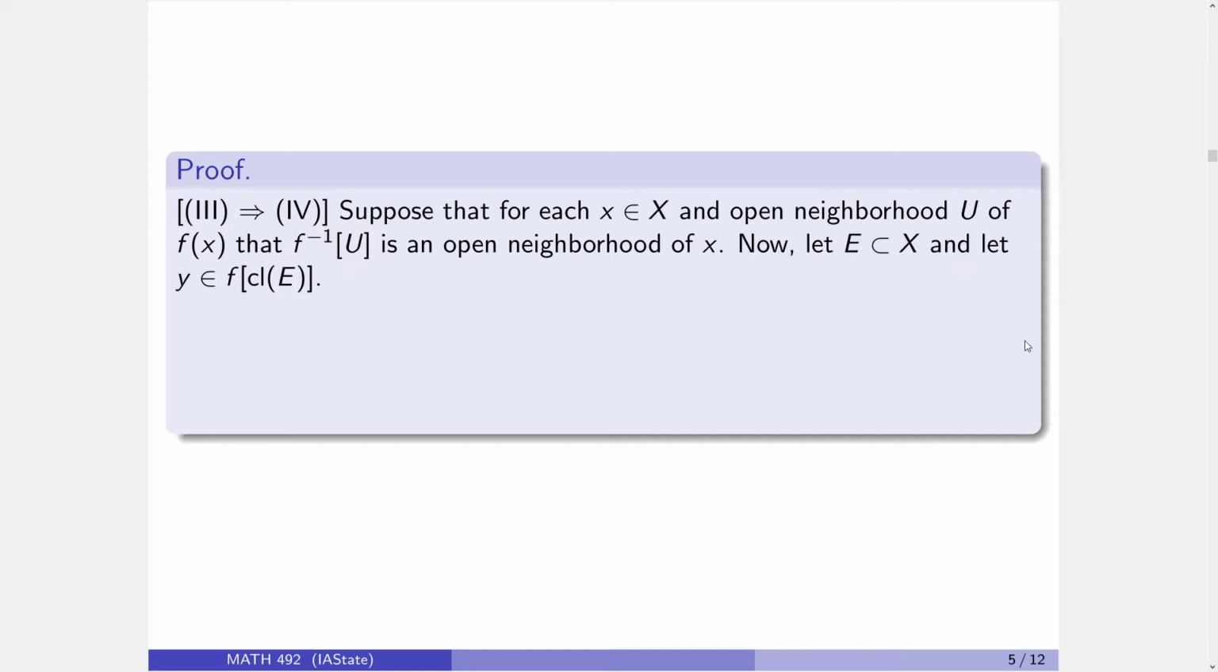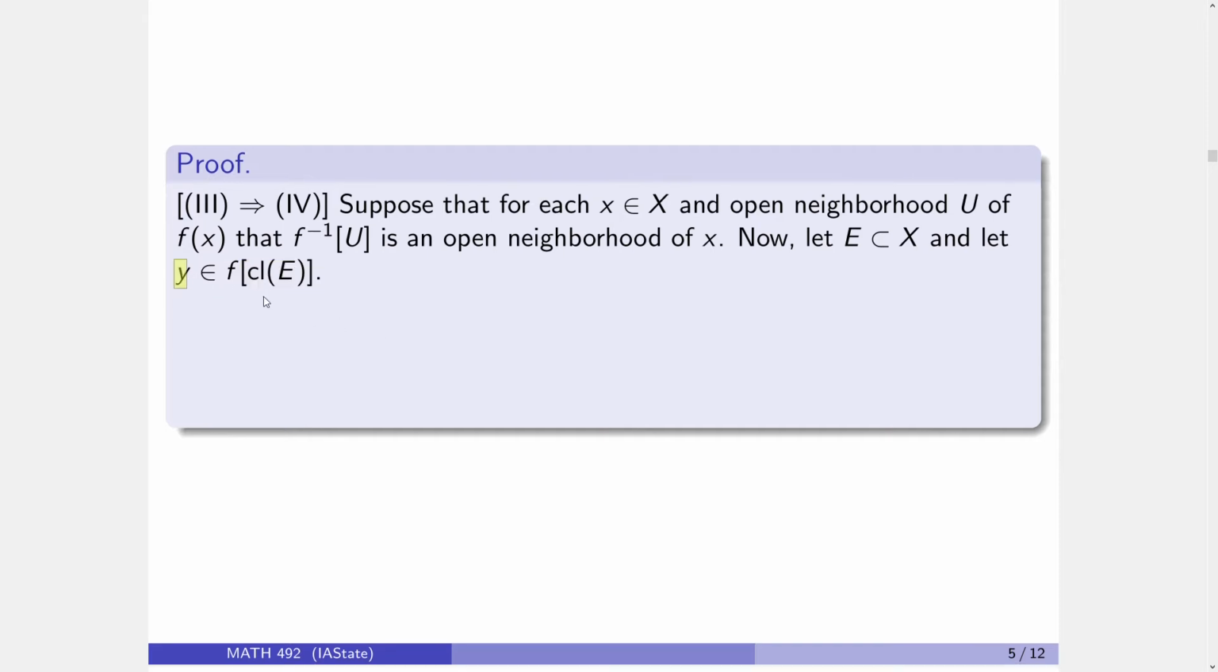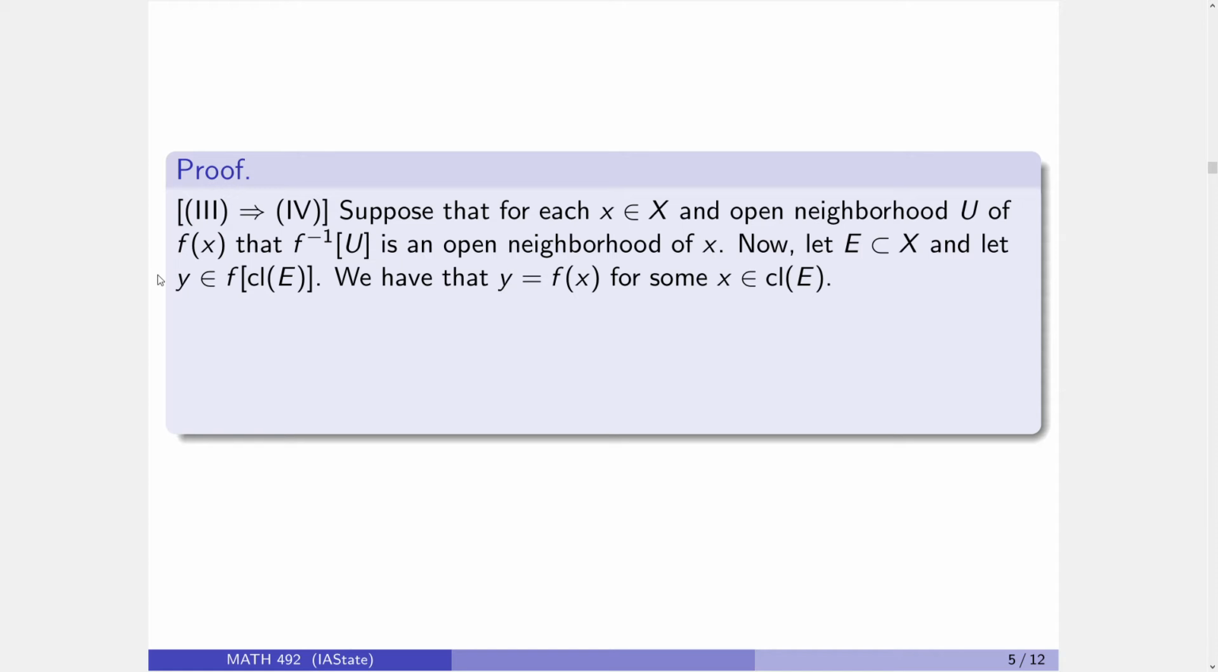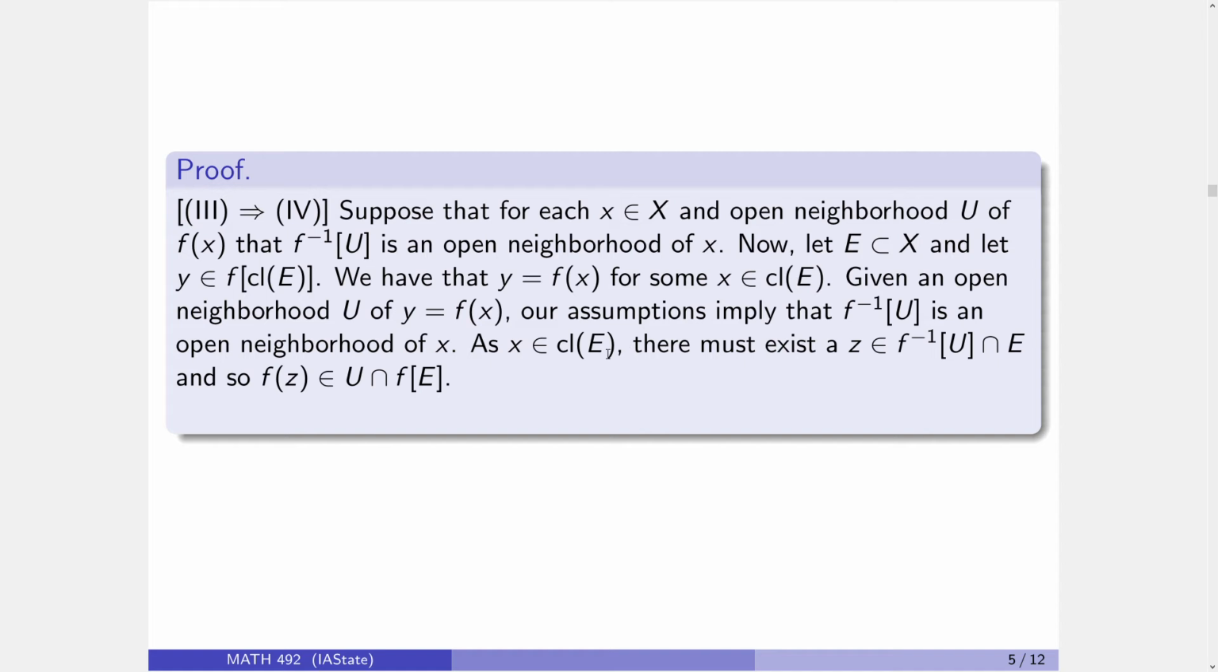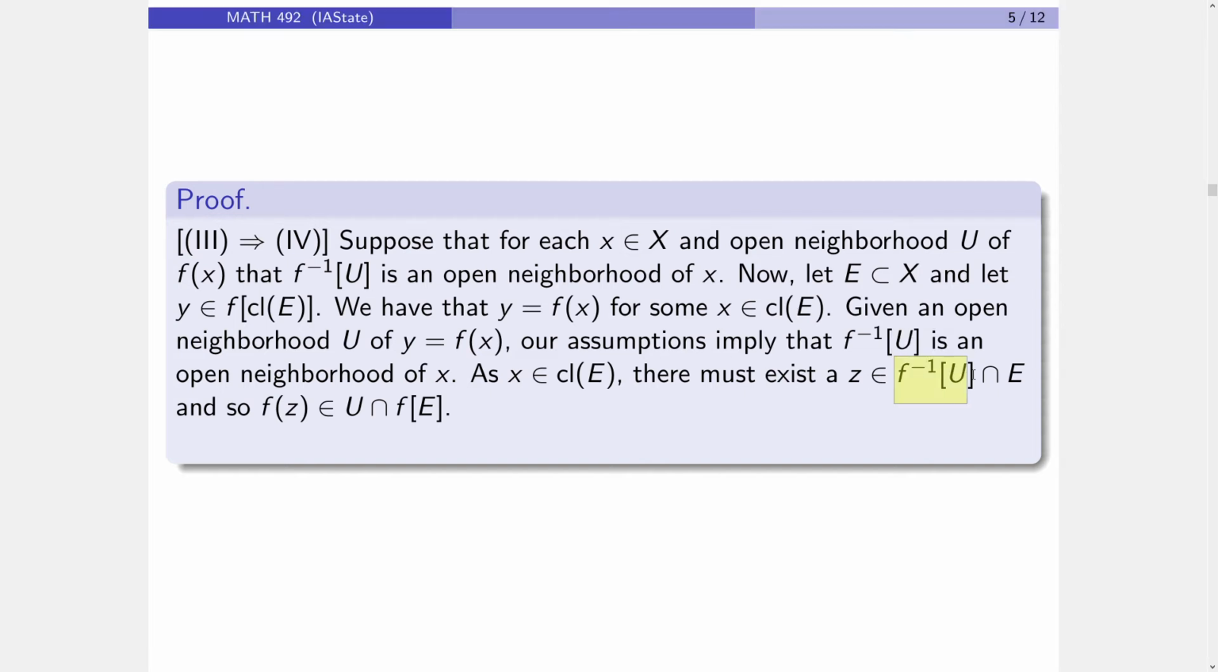Okay, so what do I want to prove? I want to prove that the image of the closure is contained in the closure of the image. So take a set and take an element in the image. I want to show that Y is in the closure of the image. All right, well, since I'm in the image of the closure, that means Y lines up with f of X for some X in the closure. I need to show that Y is in the closure of the image, so I'm going to now take any open neighborhood of Y. Note that Y is equal to f of X, so our hypothesis here, and note I'm using it. If I didn't use it, that'd be weird. Our assumptions imply that f inverse of U is an open neighborhood of X. Okay, X, though, remember, lives in the closure, which means I can find something in this intersection.